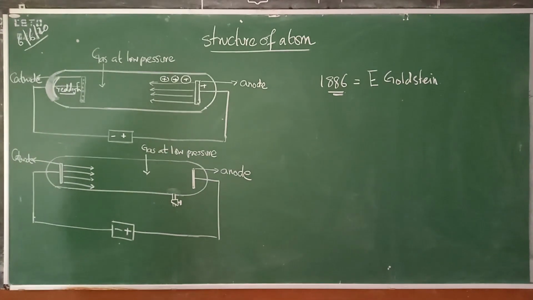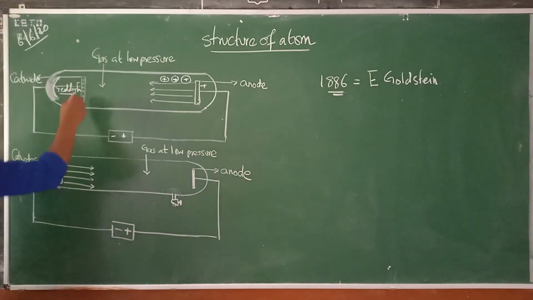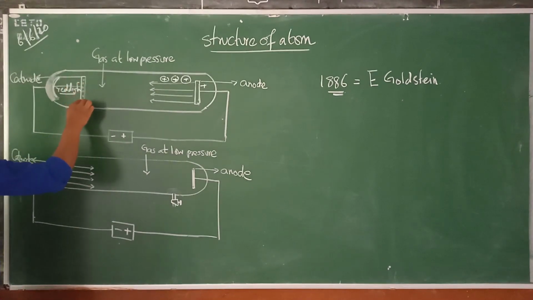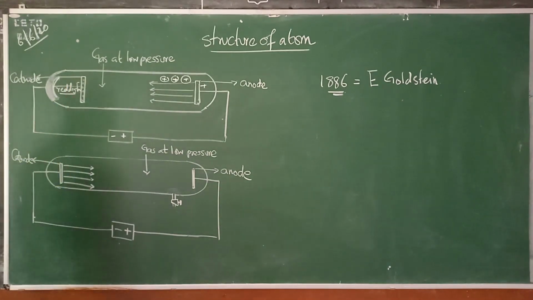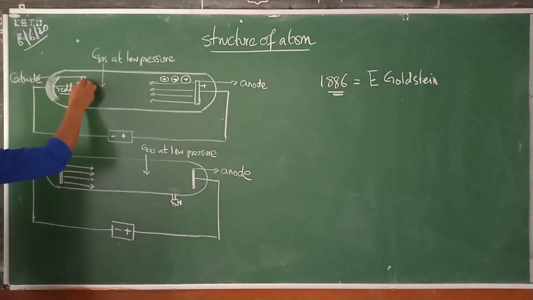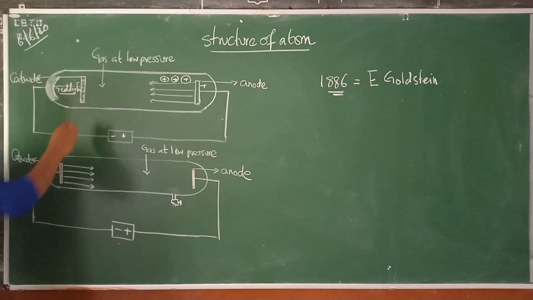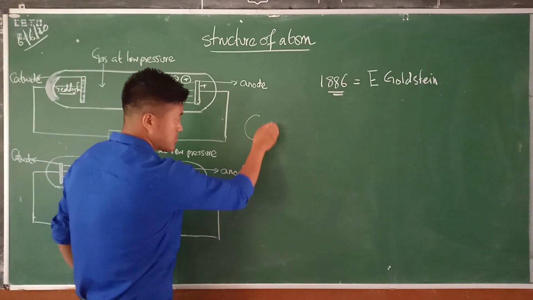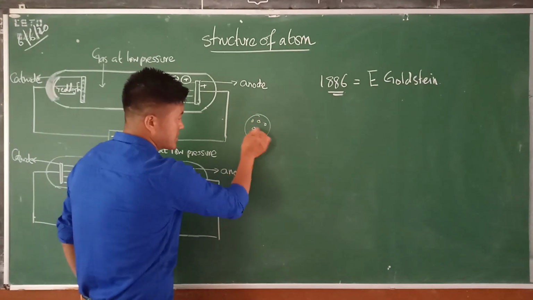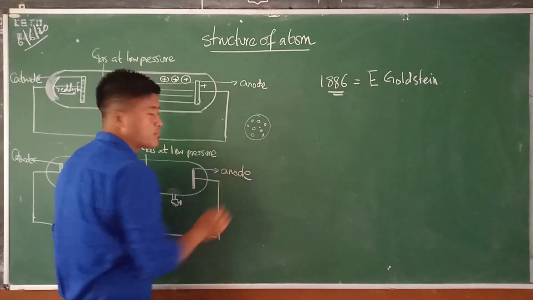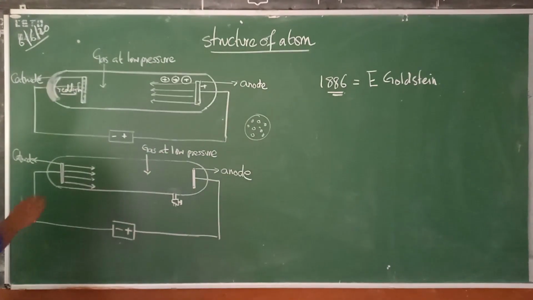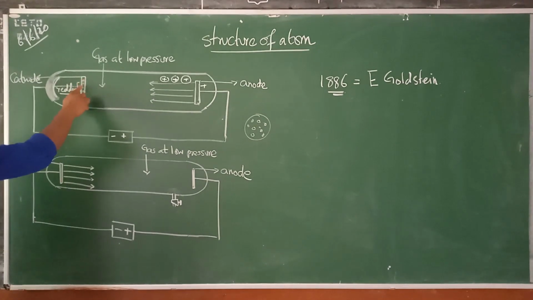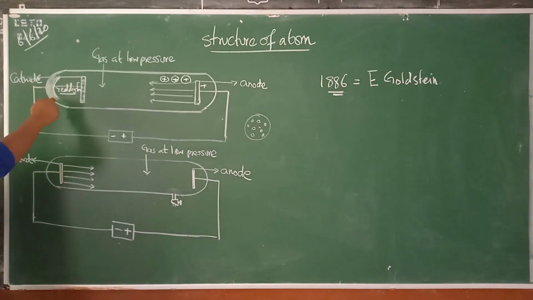One more thing you need to understand is that when E. Goldstein was conducting his experiment in 1886, he placed the cathode, and this cathode is perforated. Perforated means it has some holes in it. For example, if this is a cathode, there are some holes in it. If there were not even a single hole, then we would not see such a conclusion.